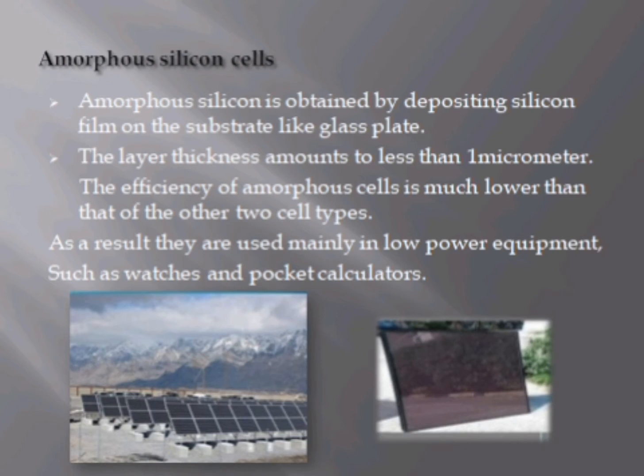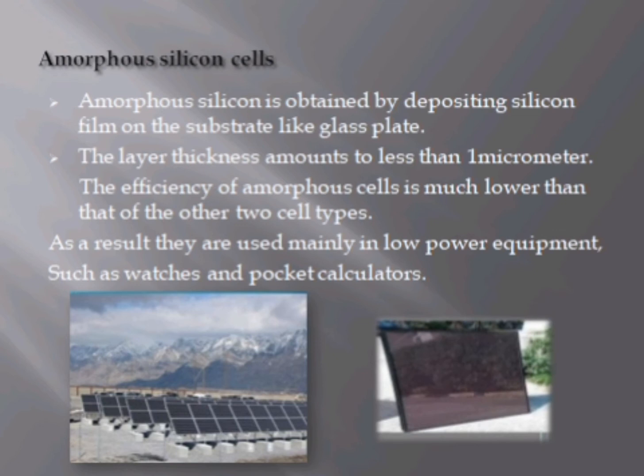Next, amorphous silicon is obtained by depositing silicon film on a substrate like a glass plate. The layer thickness is less than 1 micrometer. The efficiency of this cell is much lower compared to the other two types of solar cell.